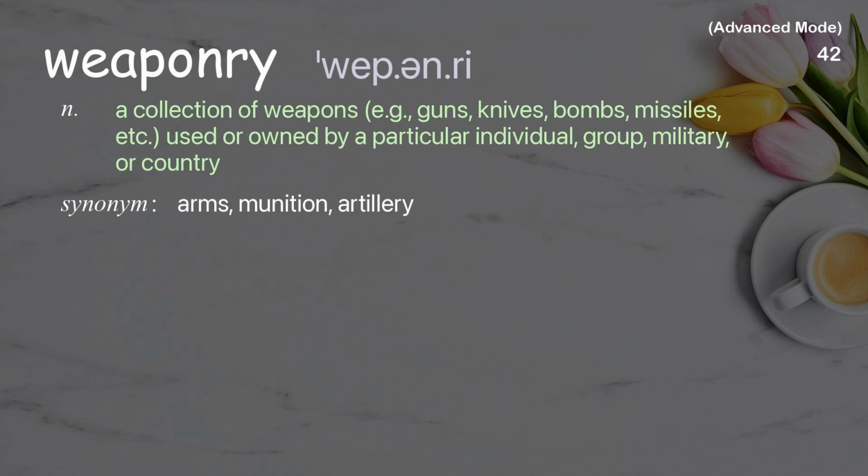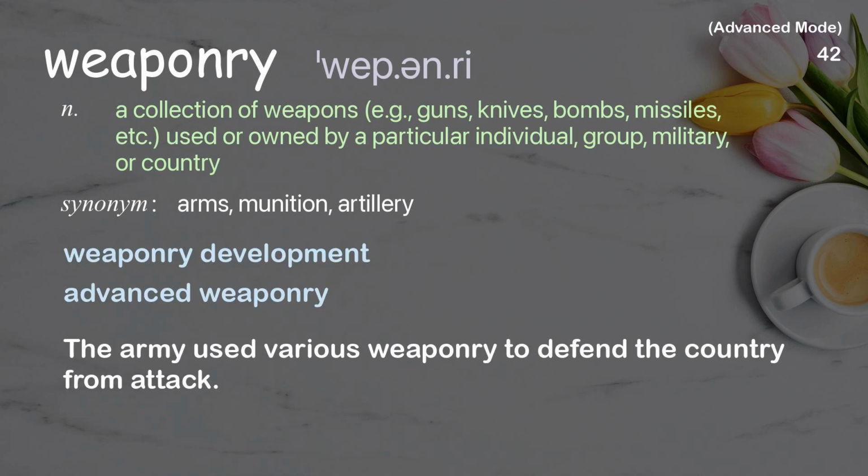Weaponry: a collection of weapons, for example guns, knives, bombs, missiles, etc., used or owned by a particular individual, group, military, or country. Examples: weaponry development, advanced weaponry. The army used various weaponry to defend the country from attack.